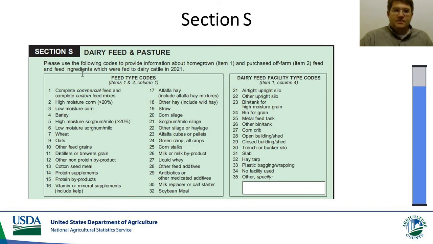Section S, dairy feed and pasture. Feed comprises the largest portion of total input costs for dairy production, and therefore it is essential we collect complete information about the operation's feed, usage, and expenses. Use the codes at the top of page 27 to fill out the tables for questions 1 and 2. For question 7A, try to get the respondent's best estimate if the respondent is unsure about the exact amount.